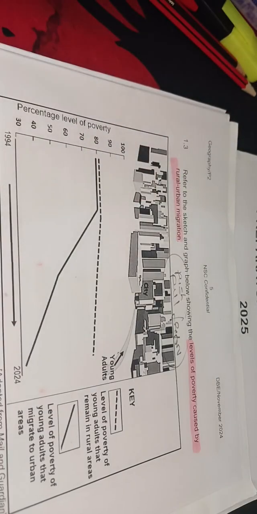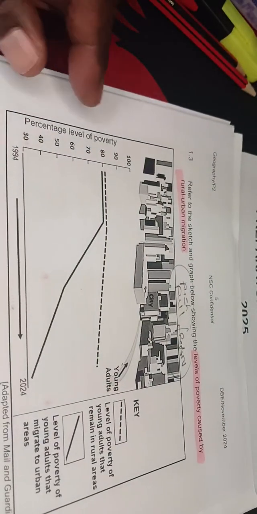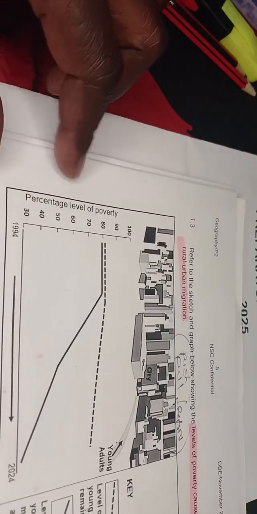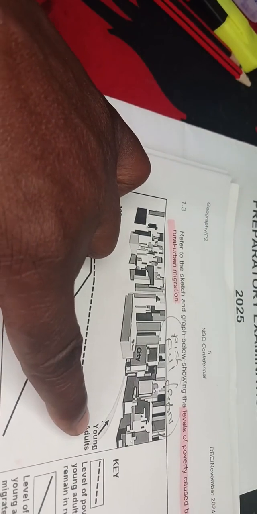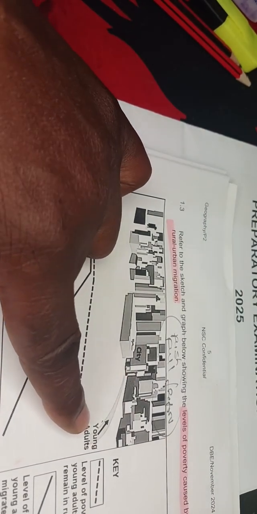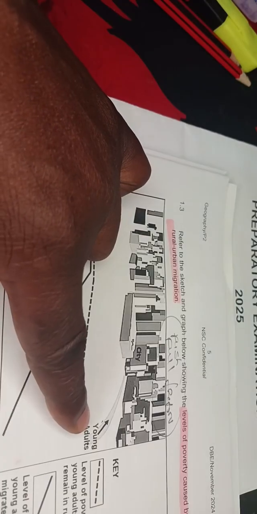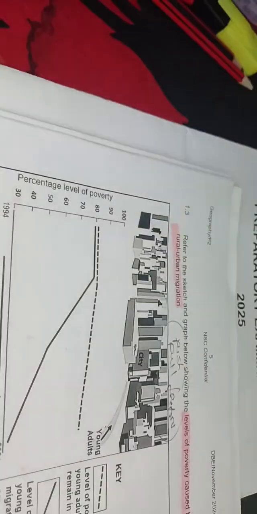Okay, so let's check now. I've just tried to explain a bit of push and pull factors. What do you have here? You have the percentage of the level of poverty, going upwards from 30. You've got the young adults. Obviously, it's showing you the age group that is leaving the rural areas for the urban areas. Young adults, which means the economically active, the more energetic. When this group leaves, they are going to leave an aging population in the rural area. That's basically what we are talking about.